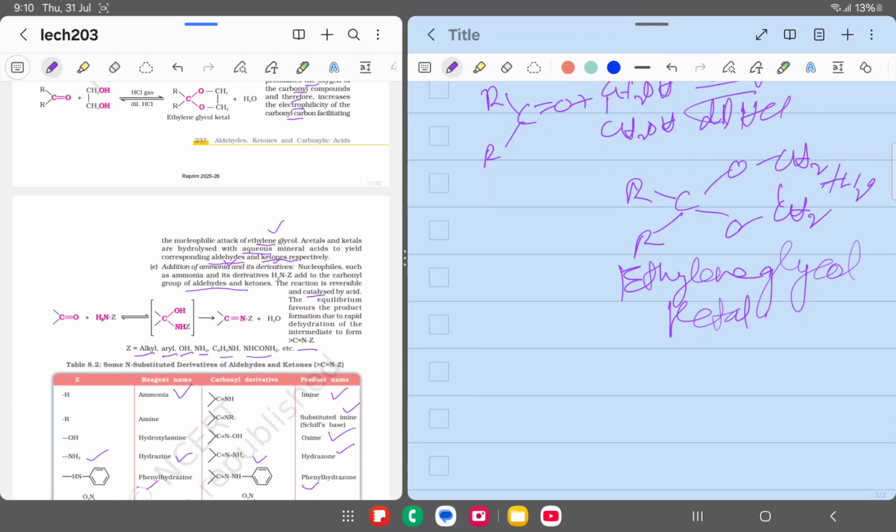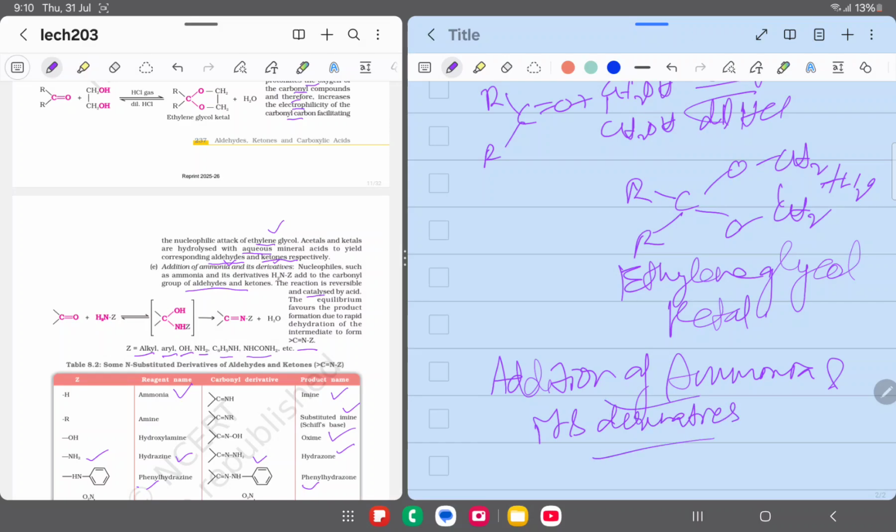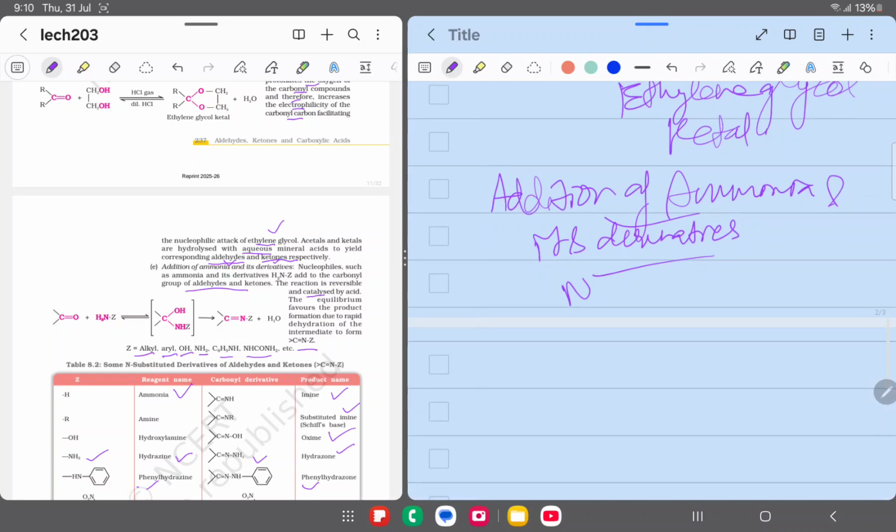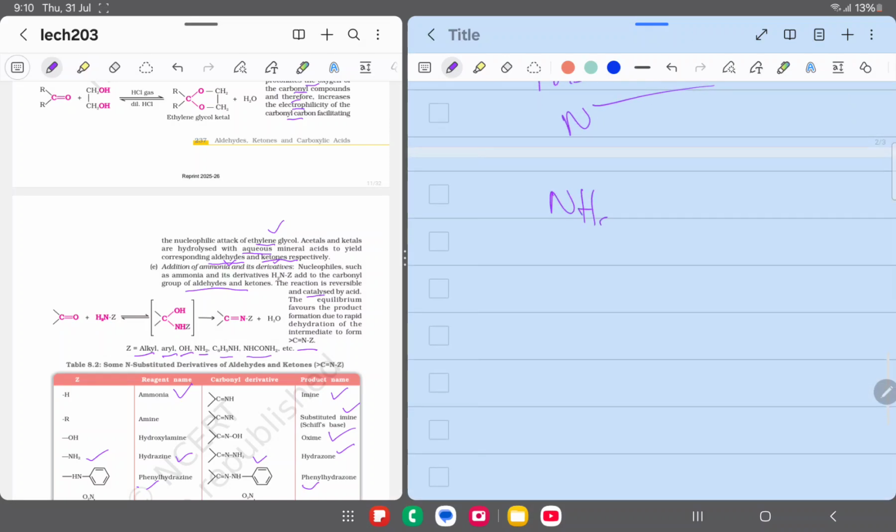Addition of ammonia and its derivatives. Nucleophiles such as ammonia and its derivatives, H2N-Z, this is ammonia, and its derivative is NH2-Z, add to the carbonyl group of aldehydes and ketones.